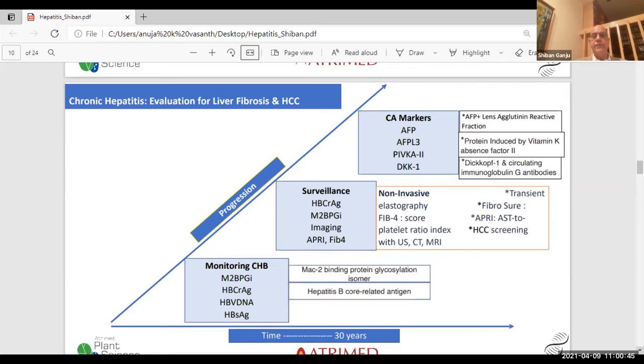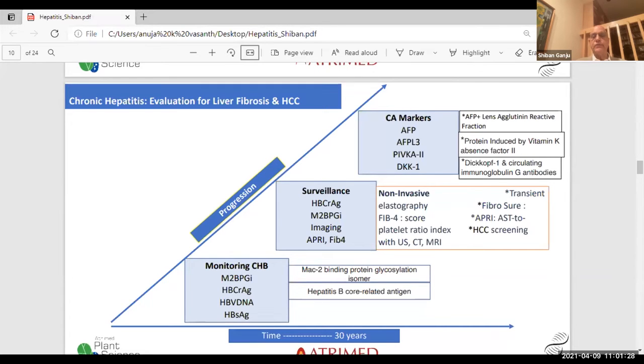During the surveillance stage, the non-invasive tests are mainly ultrasound and radiographic tests, but you can also do the APRI score, which is the platelet ratio to the AST level. That APRI score can tell you: if the platelet count goes down and the AST level goes up, that signifies chronic disease. And you can check fibroelasticity, that means the stiffness of the liver measured by ultrasound, which will tell you whether the liver is getting stiffer or not.